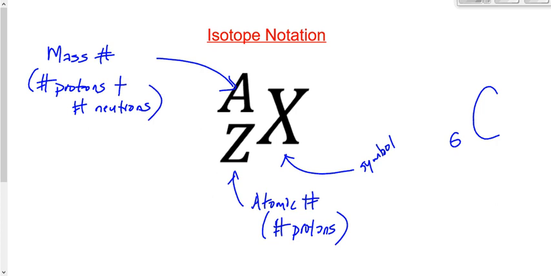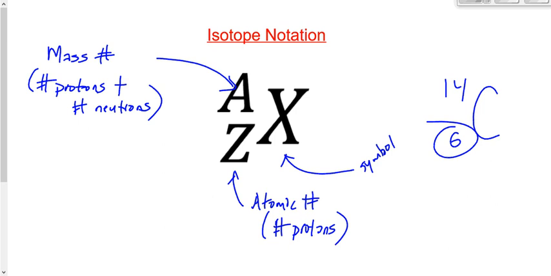That allows us to find the number of neutrons. For instance, carbon-14 has 6 protons and 14 protons and neutrons. So how many neutrons would we have? 8. Good. You want to find the number of protons? Easy. Just look at the atomic number.